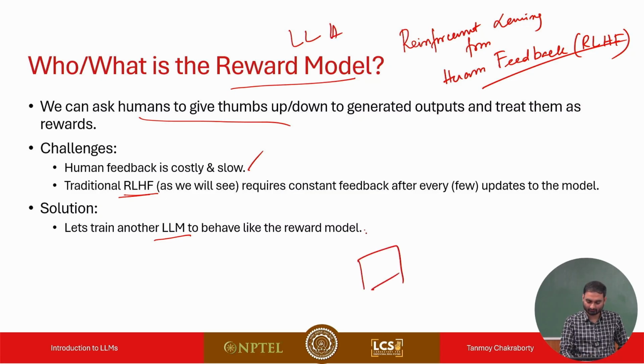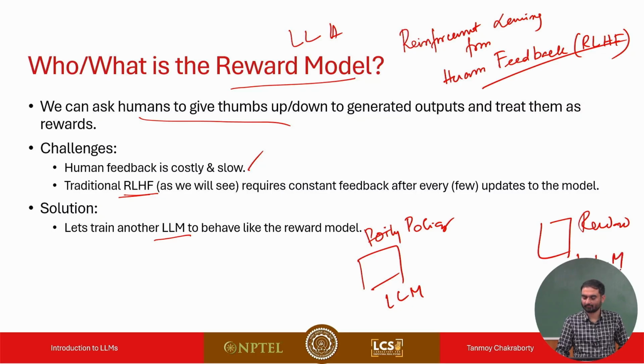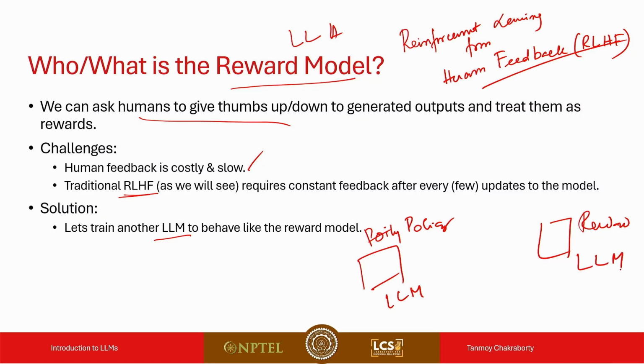So we have a policy which is an LLM. We have a reward model which is also an LLM, right? What is the task of this reward model? The task of the reward model is to guide the policy LLM that this response is bad, this response is good, right? Let's say given a prompt X, the model generates Y1.